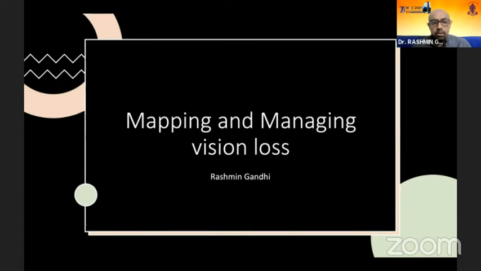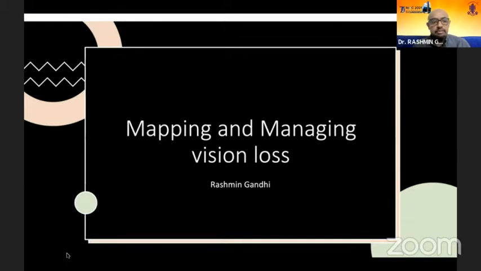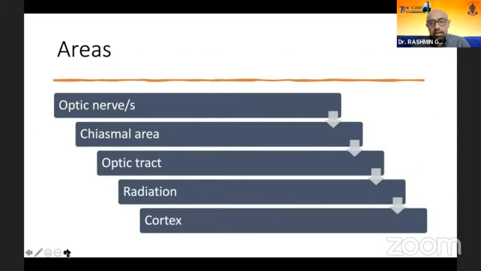So my talk is going to be on mapping the vision loss of neuro-ophthalmic origin. How do we pinpoint where the vision loss is arising from? So these are the areas that you're looking at. The vision loss of neuro-ophthalmic origin can be from the optic nerve or nerves in a bilateral problem, chiasmal area, a post-chiasmal visual tract, which will be optic tract, radiation, and cortex.